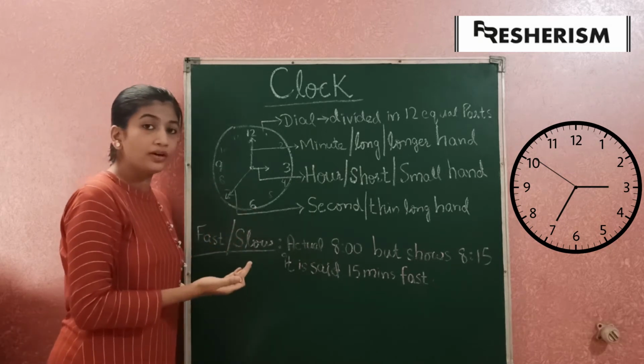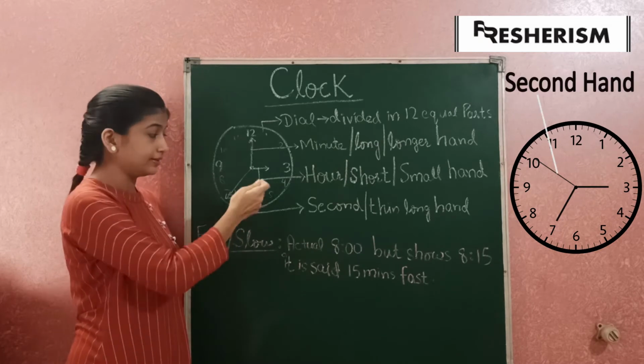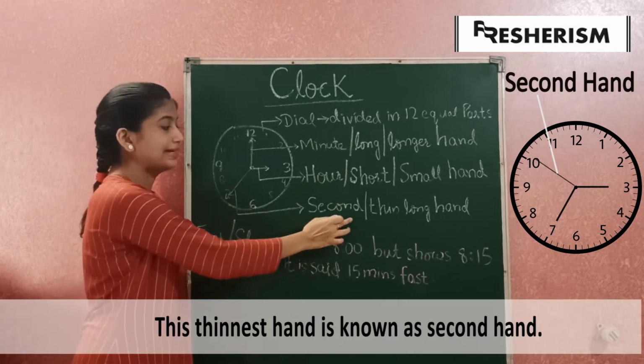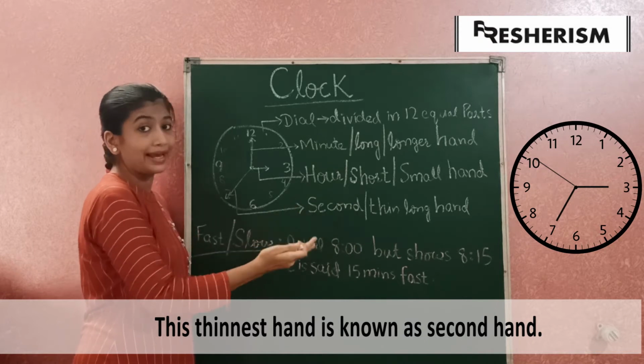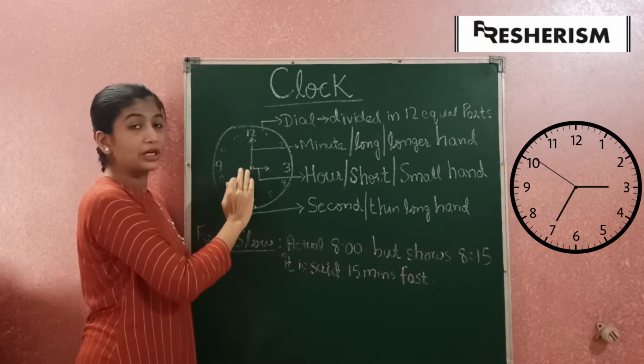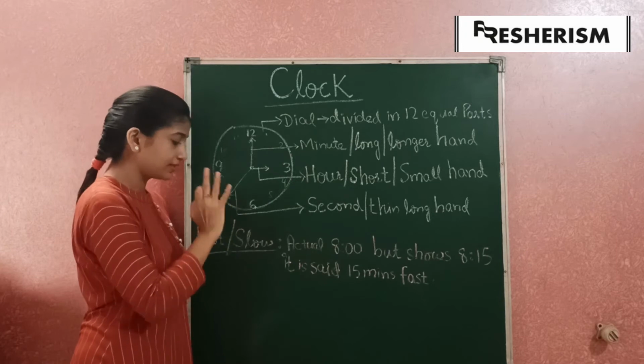In many clocks, there are usually 2 hands, but in some clocks there are 3 hands. And the third, the thinnest and the longest hand, is known as the seconds hand, which usually shows the seconds. So these are the 3 types of hands and the entire dial. This describes a clock.